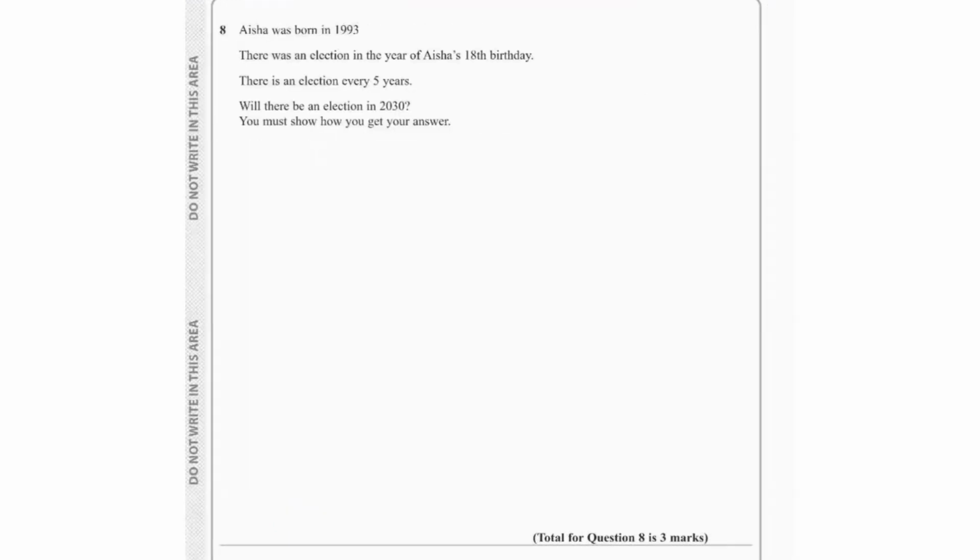Question 8 says Aisha was born in 1993. There was an election the year of Aisha's 18th birthday. There is an election every 5 years. Will there be an election in 2030? You must show how you get your answer. If we add 18 to 1993, we can know which year the election took place. So that's basically 2011. That's her 18th birthday. This is when the election took place.